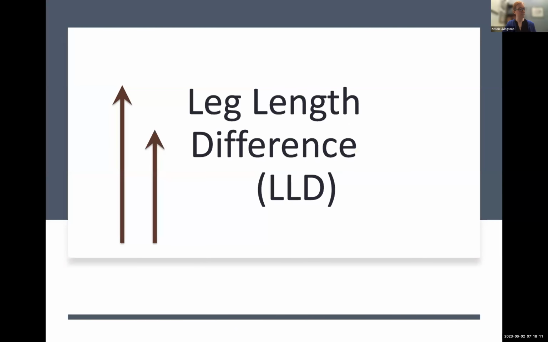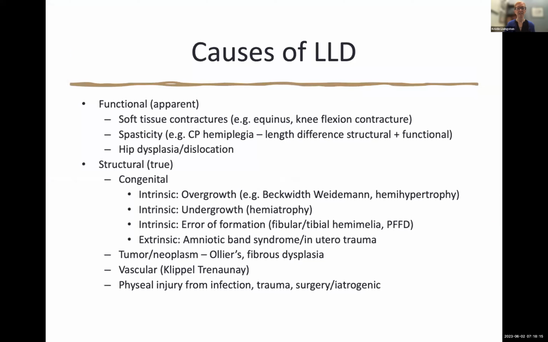And then, of course, limb length difference is a big topic, and there are so many different causes of this, but one thing to discriminate between is the functional versus the true causes of limb length difference. So functional or apparent limb length difference can be caused by soft tissue contractures. So if somebody has a knee flexion contracture or equinus, that's going to change the relative apparent length of the limb. This is common in spasticity.